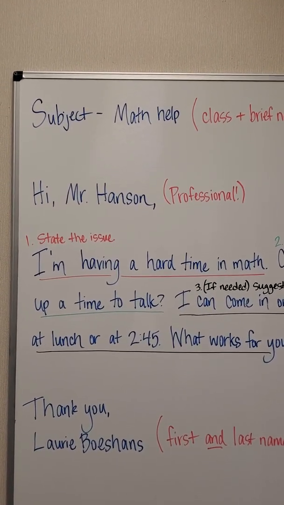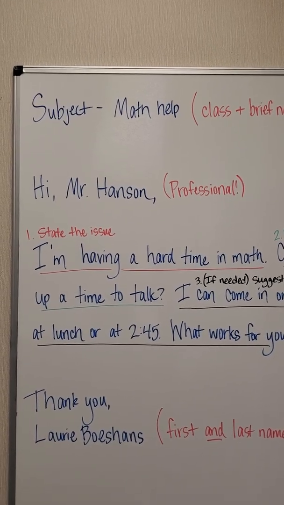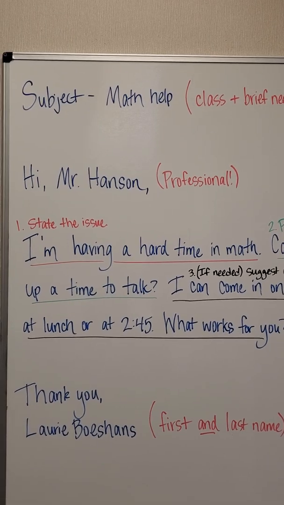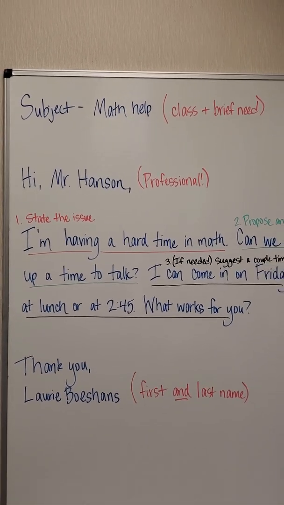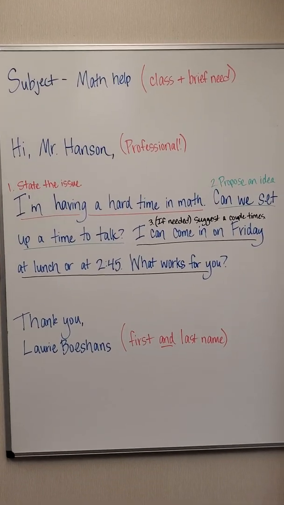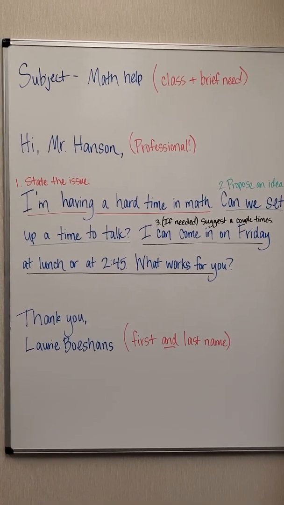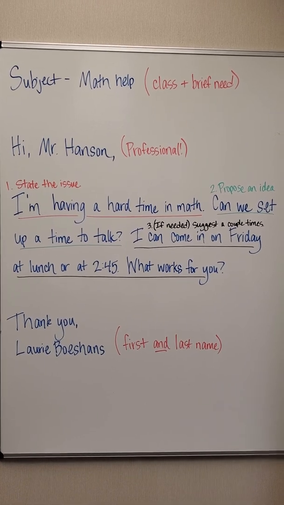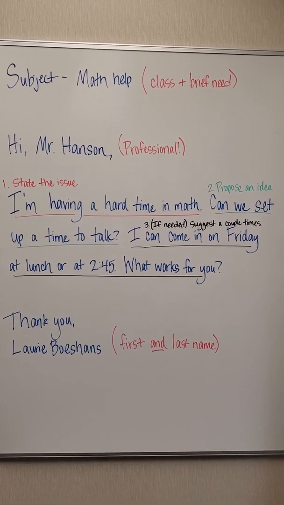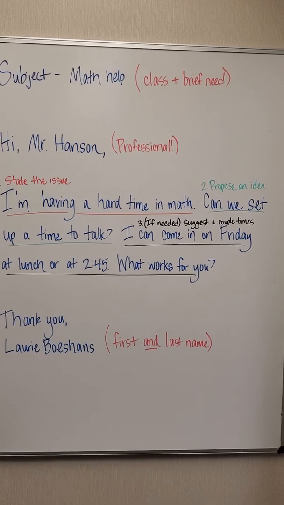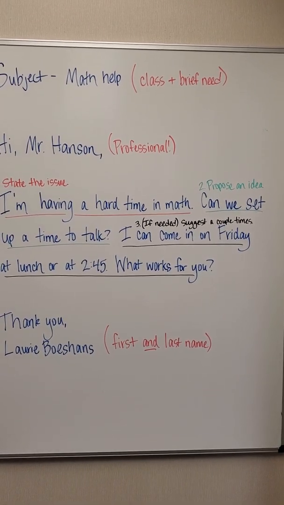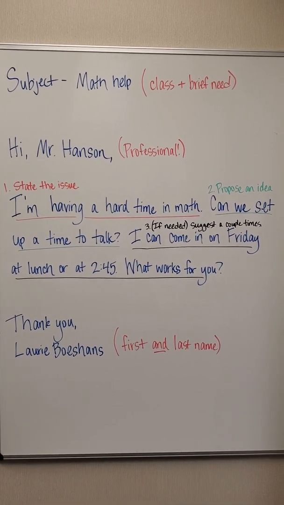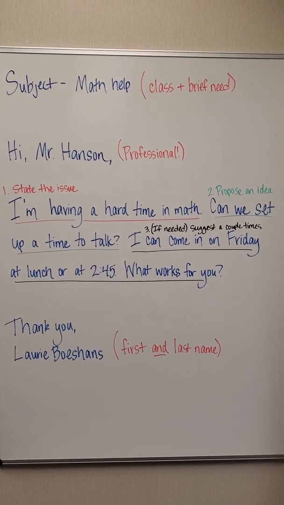So the first thing you're going to write is you're going to state the issue. In my sample one, I'm going to tell them I'm having a hard time in math. The next thing you should do is propose a solution or propose an idea. So in this one, I am saying, can we set up a time to talk? Because maybe that's all that I need. I just need to visit with him. Other examples might be to say, can I come in to get extra help? Can I get a copy of the notes? Those are some ideas or solutions that you might be proposing.